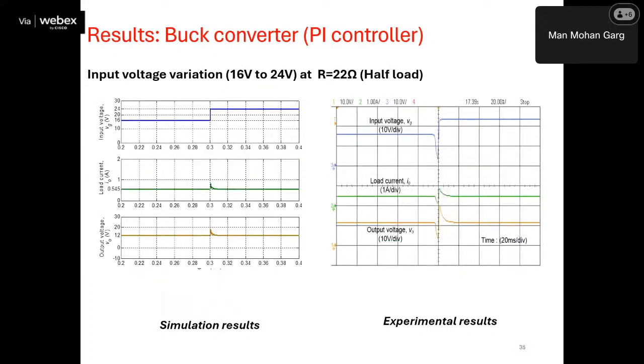The other case is when the load is half. Now we kept the load constant at half of the value. Obviously the output reference is constant at 12 volt, and then we gave a unit step to the voltage. Here also, when it increases, it tries to increase.